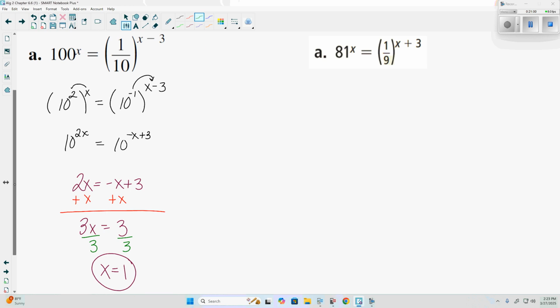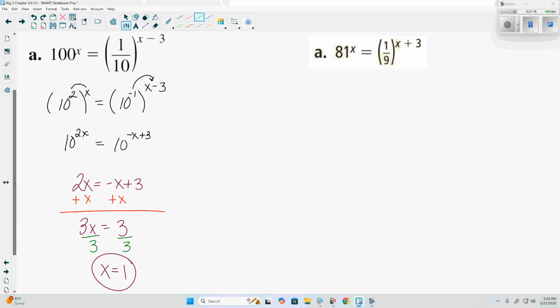Questions on problem A before we look at problem A? Okay, we ready to look at problem A?